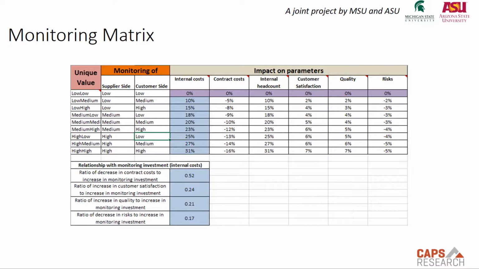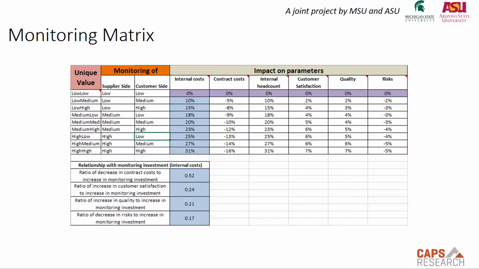So the monitoring matrix is a separate sheet that looks at how much monitoring we do both on the supplier side and on the customer side. So you see that in the second and third columns. And then we use as a baseline a low level of monitoring of both the supplier and the customer. So you see the purple row across the top shows that there's zero impact on the performance parameters because that's the baseline. Then the user supplies the elements in light blue that indicate what the impact is on the internal cost if I increase monitoring on either the supplier side or the customer side.